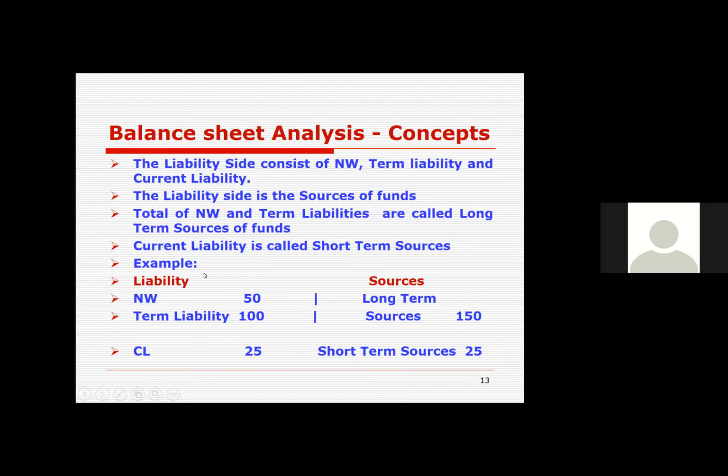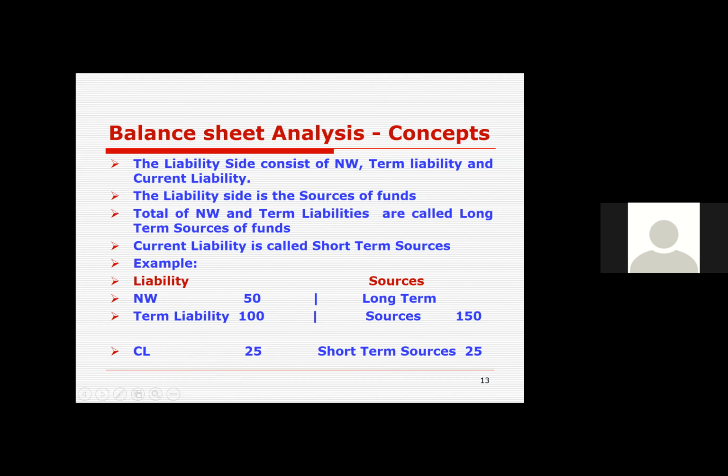Okay, for example, the net worth is 50, term liability is 100, then current liability is 25. Let us assume this in the balance sheet. So the net worth and term liability are called long-term sources. So 50 plus 100, 150, is the long-term sources. Then current liability 25 is the short-term source. The long-term source is nothing but the net worth plus term liability. So 50 plus 100. Then the current liability, which is 25, is called the short-term source.